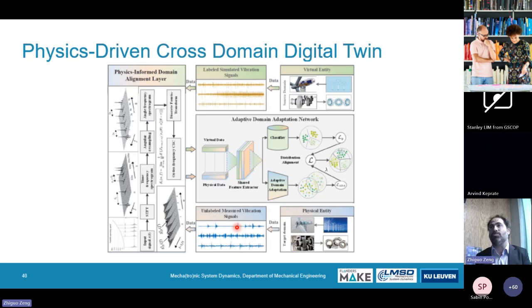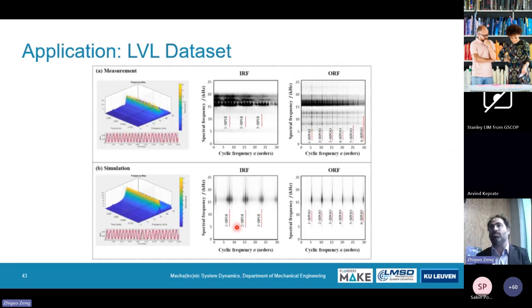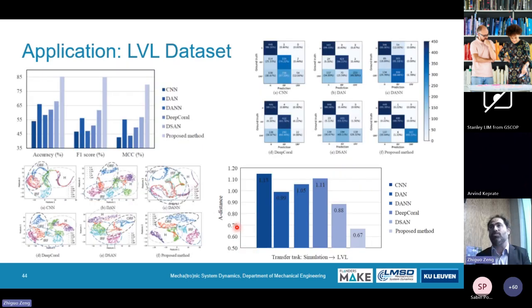And here we used again a model, a simulation model, and the signal processing in order to combine that with transfer learning. So we have on the upper side the simulations, on the lower side the real, and then we bring them all together into an adaptive domain adaptation network. And there we tried that with, again, an LVL dataset of varying speed conditions. So we see the measurement and the simulations, that they correspond quite nicely. And we can apply these approaches and compare with other methodologies. And with the proposed approach, we have quite nice results in classification.